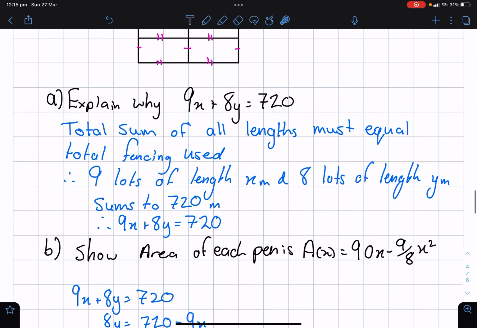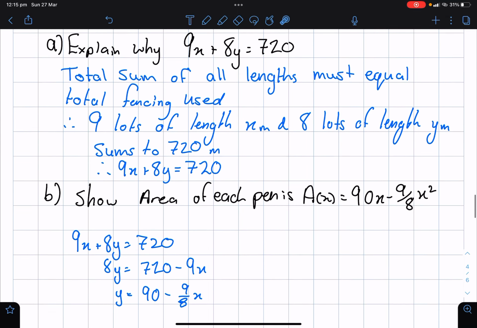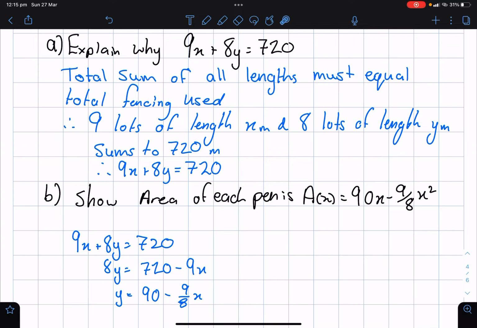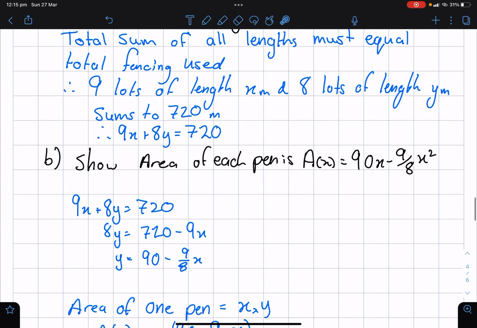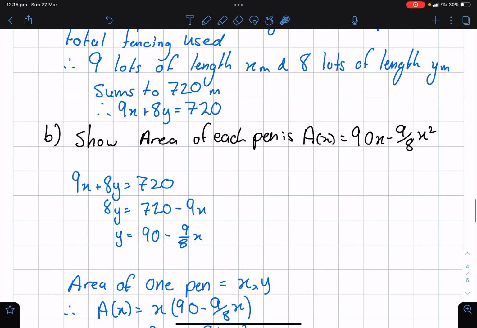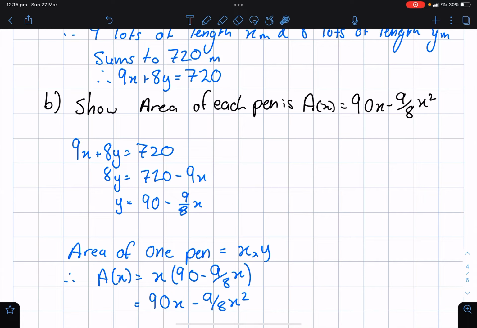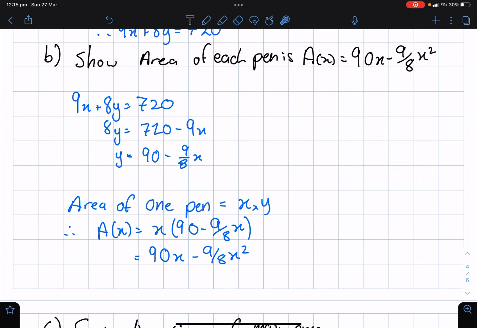We pull that down here, take 9x from both sides, and divide through by 8, and then we have y in terms of x. Now we're looking at the area of one pen, x times y. We substitute in the expression we found just above for y. Multiply x by both terms, and we're left with 90x minus 9/8 x squared, which is exactly what we wanted to show. That's all we needed to do for part B.